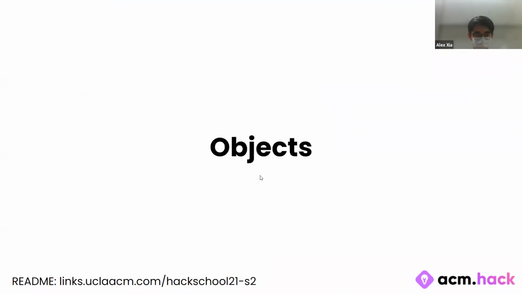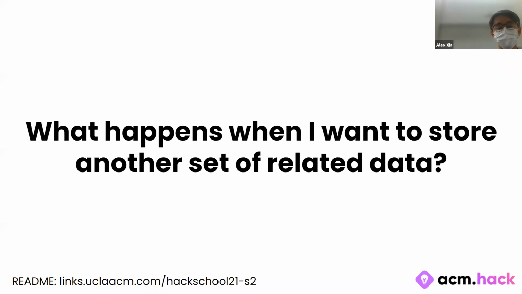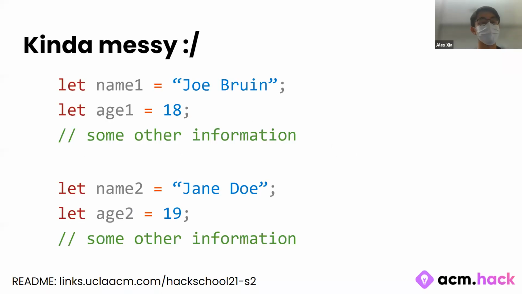Moving on to objects. So far, we've only dealt with individual values, right? For example, let's say I wanted to store my friend's information. I would say let name equal Joe Bruin, and let age equal 18. What happens if I want to store another set of related data? It'll be kind of messy. I'll have to do let name1 equal Joe Bruin, let age1 equal 18, and then name2 and age2. That's not ideal, right? What if we had a lot of different people? Then that'd be a lot of unnecessary typing.